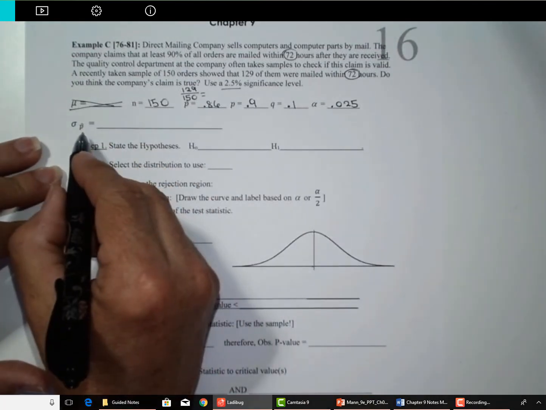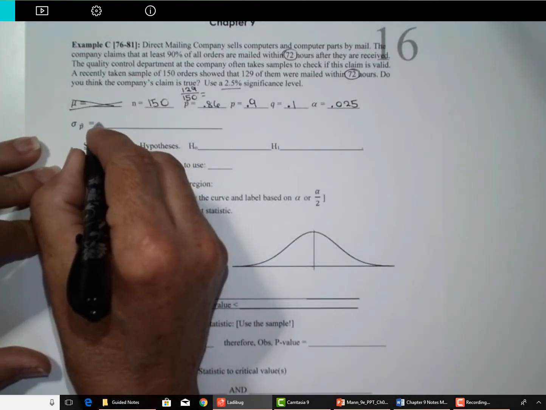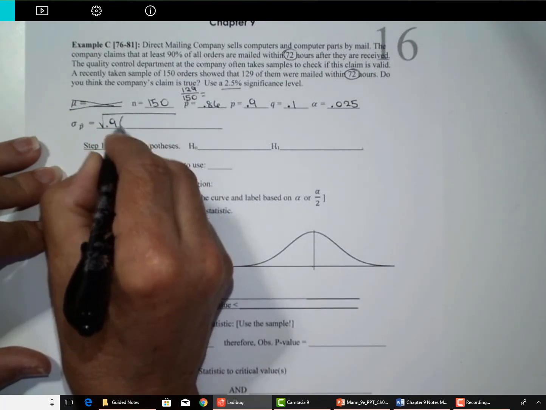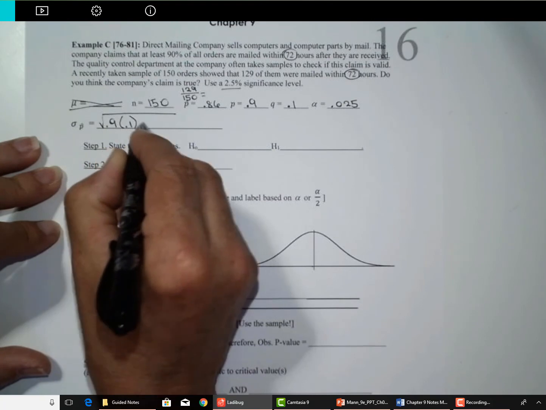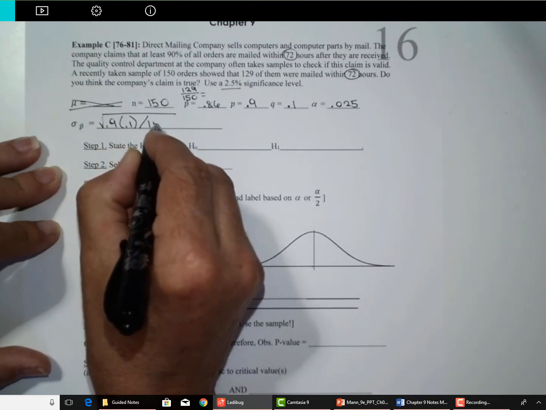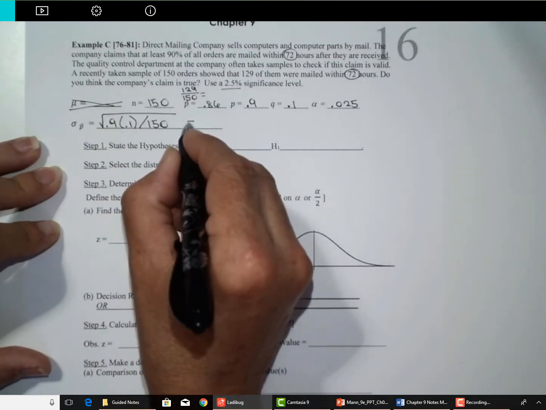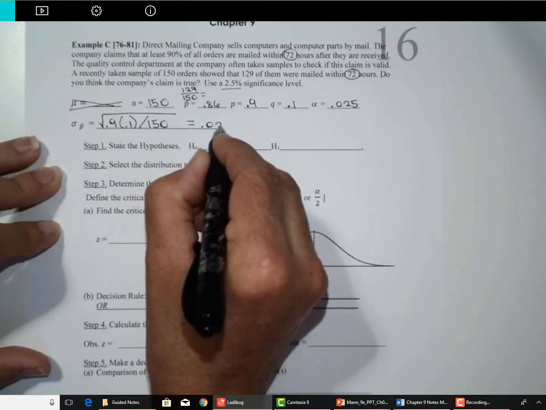Now take a look at what your standard deviation is going to be that you need to calculate. It's going to be the square root of 0.9 p times q divided by 150. Make sure all of it stays under the radical, the square root sign, and we get 0.0245.